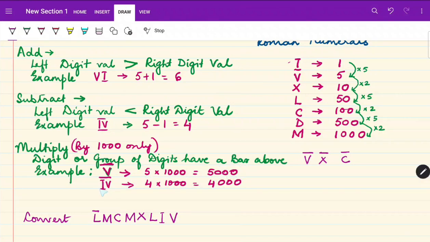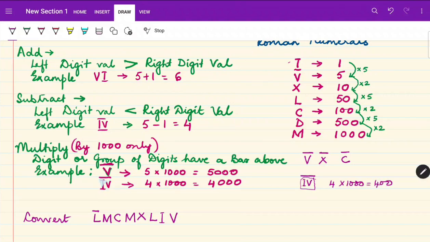IV, now this has 2 digits and the bar is above both the digits. So we have I and a V, all right, and both of them have the bar above it. In this case, we first have to evaluate what IV represents. So IV represents the value 4, right? IV is 4. So when we have the bar above the value 4, then that means it's 4 multiplied by 1000, all right, for a value of 4000.